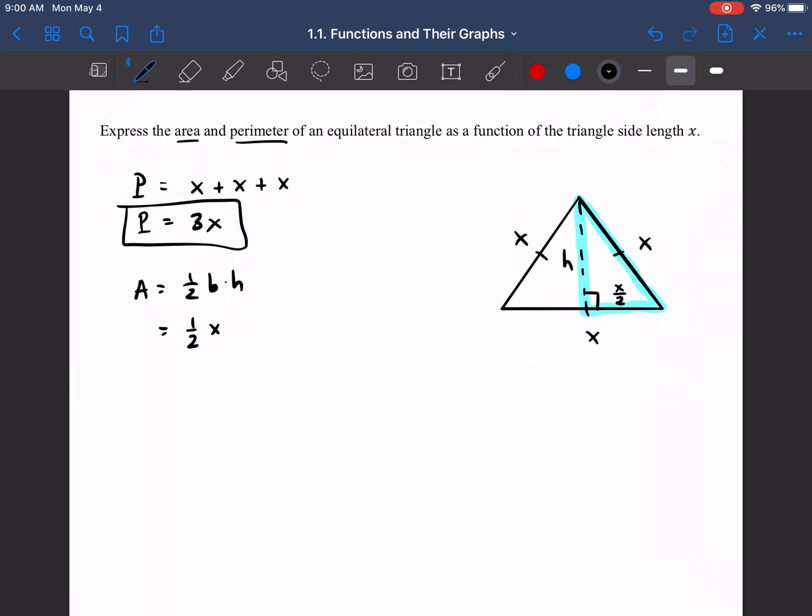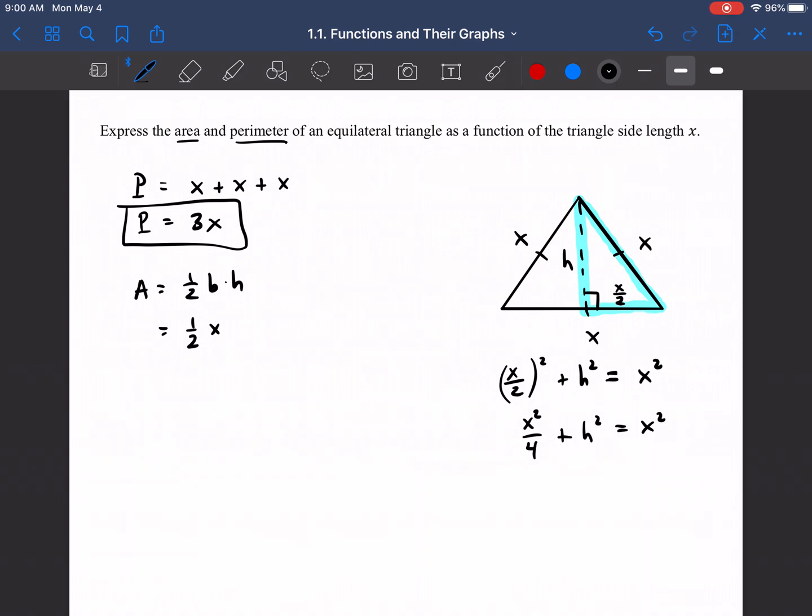And we can do the two legs squared. So x over 2 squared plus h squared is going to equal the hypotenuse, in this case x squared. This one's the hypotenuse. It's across from the 90-degree angle. So we have x over 2, the whole thing squared, which gives us x squared over 4, plus h squared equals x squared.